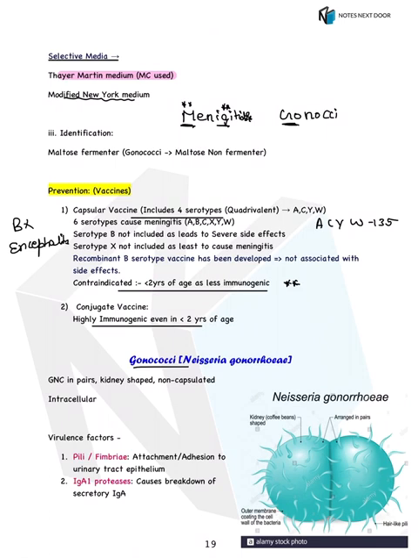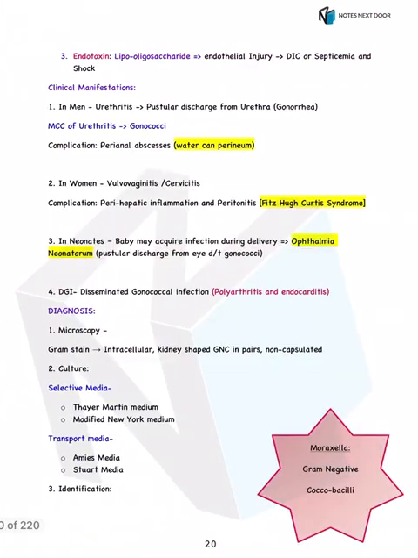Now coming on to the gonococci. So it causes Neisseria gonorrhoeae. We know it is the cause of UTI infection, okay. So they are gram negative cocci in pair, okay. This gonococci is the kidney shaped organism, okay, and this is non-capsulated, okay. Virulence factor, it has pili or fimbriae in order to attach to the urinary tract. It has IgA protease to cause breakdown of secretory IgA, and again lipo-oligosaccharide that will cause DIC, septicemia, shock.